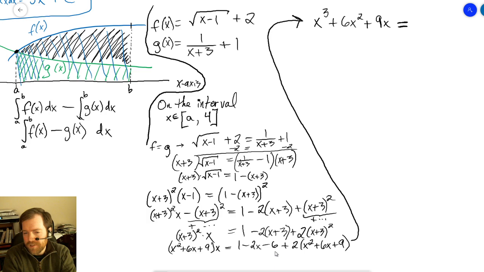All right, so on this side here, I actually do have to talk occasionally. 1 minus 6 is going to be a negative 5. We get a minus 2x, and I am out of room. So, yeah.